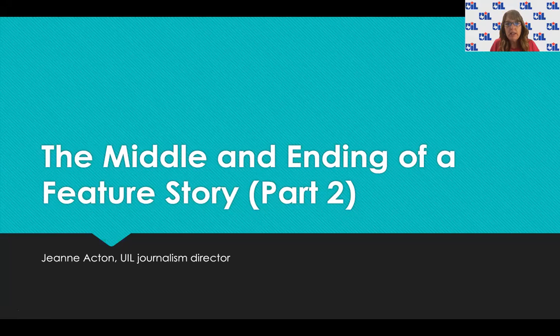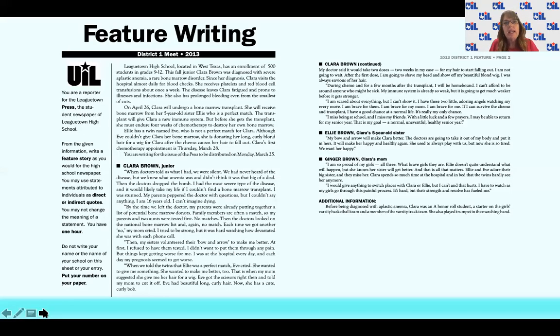The first part was we worked on learning how to write a lead for a particular prompt. Today we're going to talk about writing the middle and end of the story once you've mastered that lead writing. We're going to use the same prompt that we used with the lead writing, and it has been posted on the website, so you can download it and review it if you want. It's a prompt about a junior named Clara Brown who has aplastic anemia, and she needs a bone marrow transplant. And that's what the story is about.